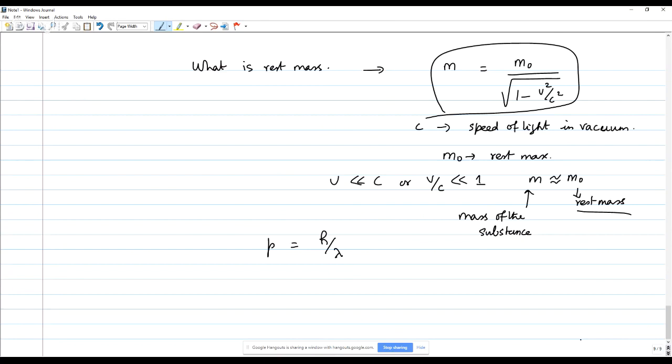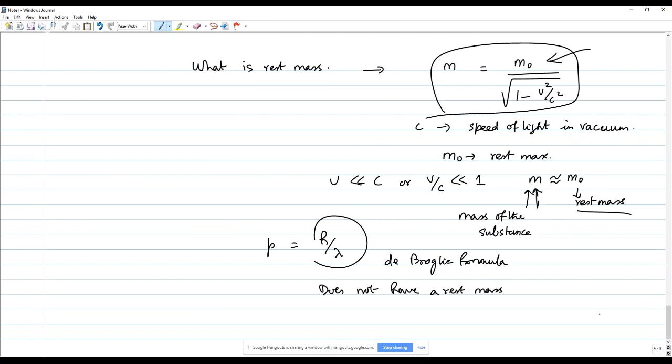Momentum is something that we understand is due to some mass traveling with a certain velocity, not with respect to electromagnetic radiation. The momentum of the electromagnetic radiation is clearly, this is the de Broglie formula. So an object which doesn't have a rest mass can have a momentum. An object which has a rest mass at 0 velocity will have a mass which is slightly different from the rest mass when it moves.